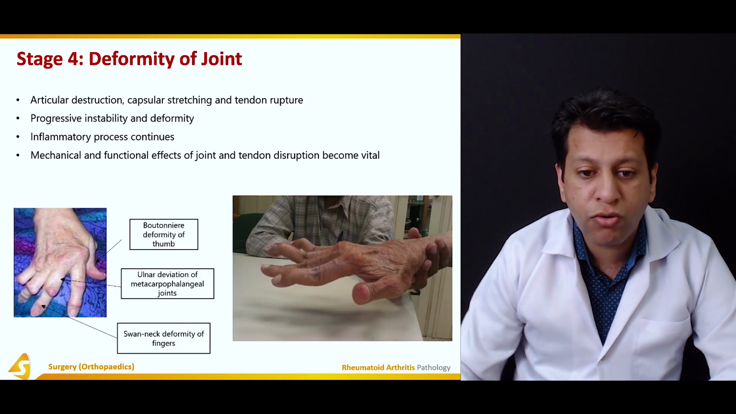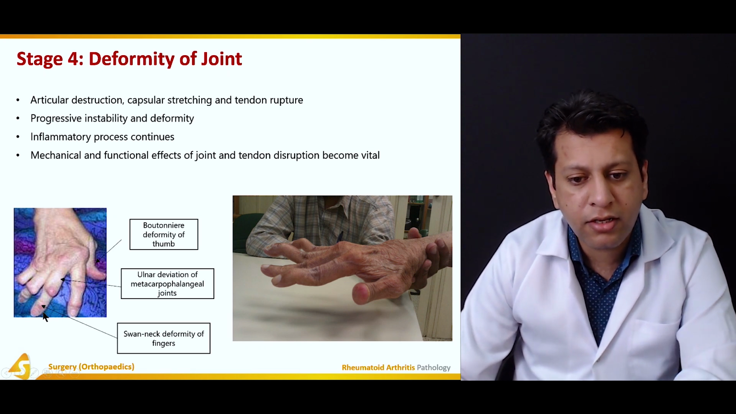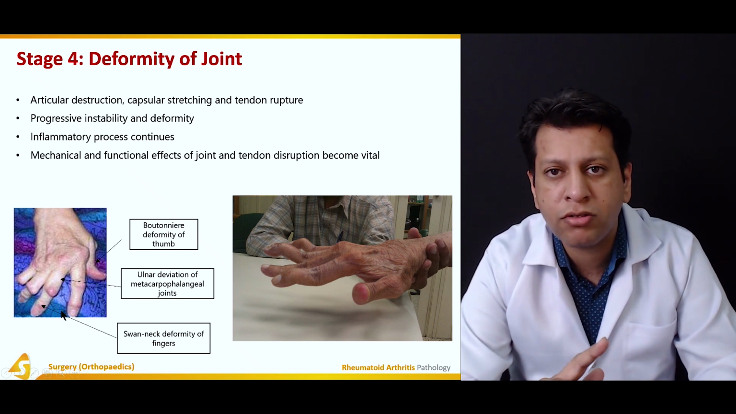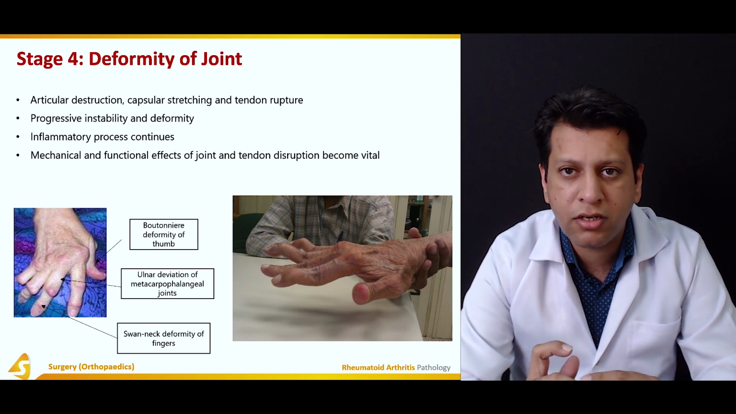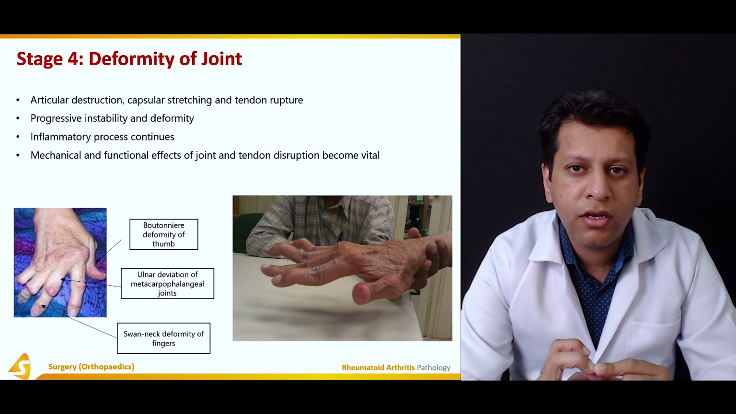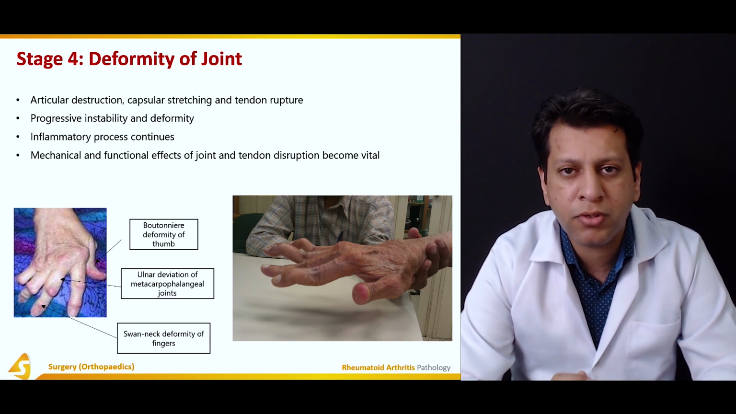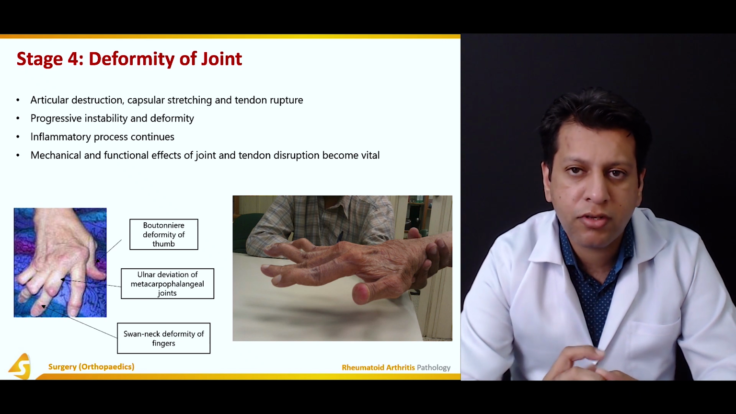If you see it over here, this is a classical presentation of a rheumatoid hand. In this, there is a swan neck deformity, and there is a mallet finger present over here, which is the loss of extensors of the distal interphalangeal joint. This results in a flexion of the distal phalanx, causing the formation of mallet finger, and this deformity is termed swan neck deformity.